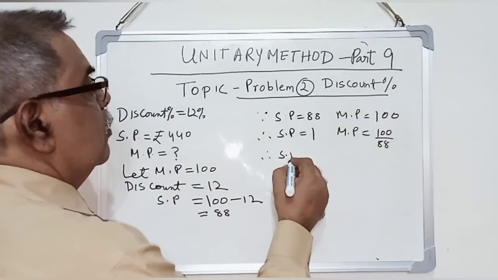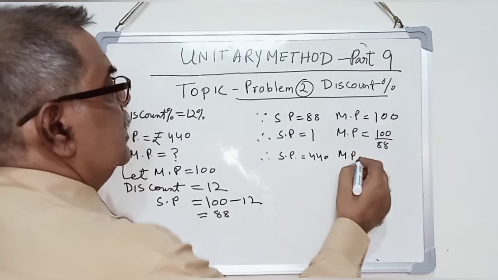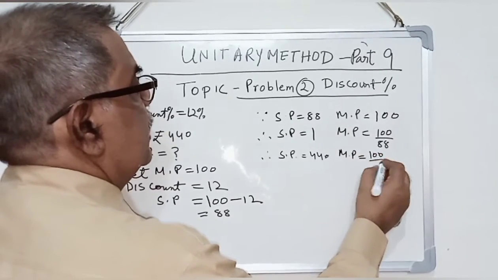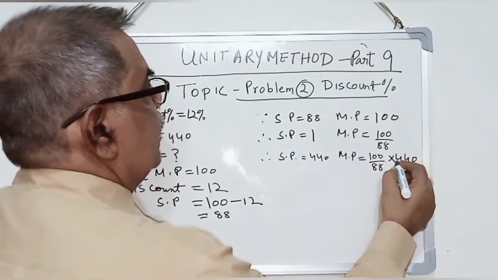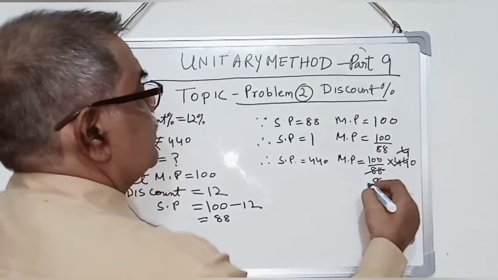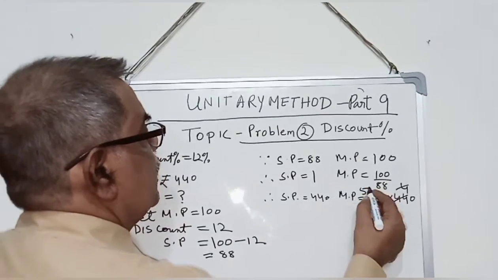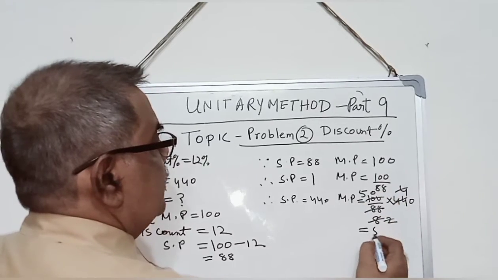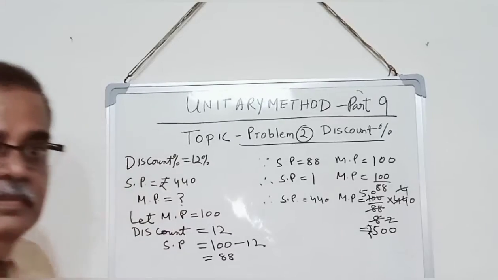but in the question SP is given to be 440, a very dangerous number. So MP will be 100 upon 88 into 440. 11 will cancel 8 times, and 4 times it will again cancel, 2 times this will cancel, 50 times. So the mark price is coming to rupees 500.